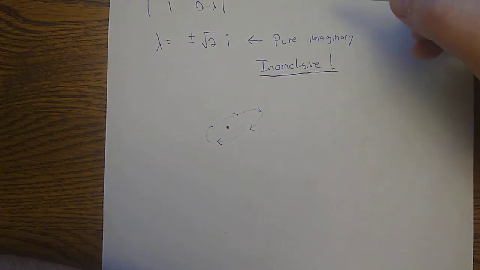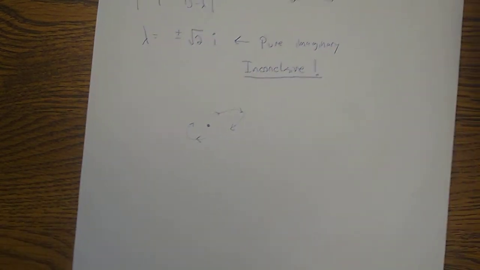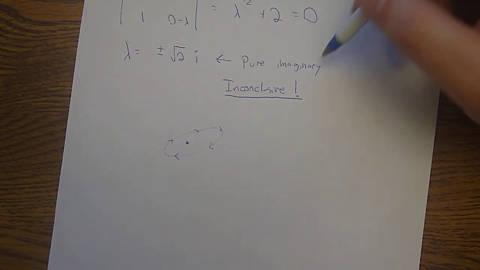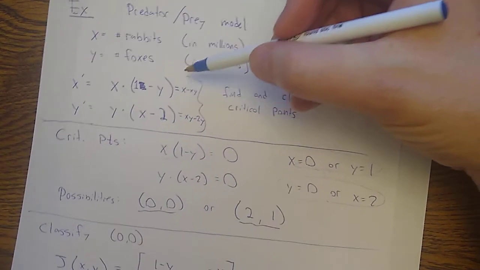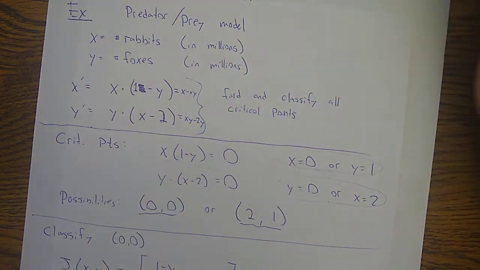But this is not linear. Yeah, this is a terrible ellipse. That's supposed to be the center, but this is not exactly linear. This is almost linear. The differential equations had an xy term in it, making it non-linear.